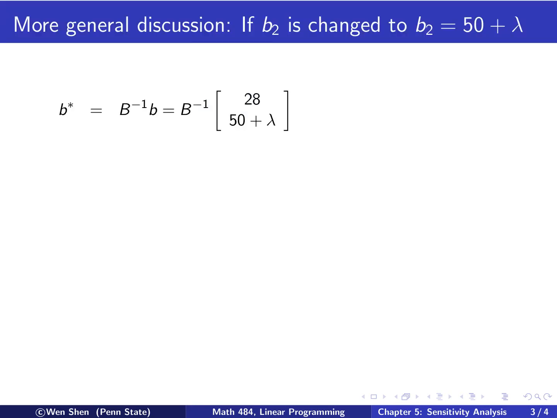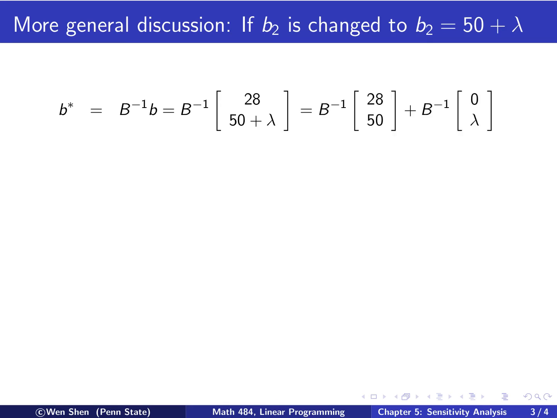Now let's have a more general discussion. Let's say B2 is now changed to 50 plus lambda, and we let lambda denote the change. Then we can repeat the computation with this plugged in. So what will be the B star? That will be B inverse times little b, where little b is 28, and down here 50 plus lambda.